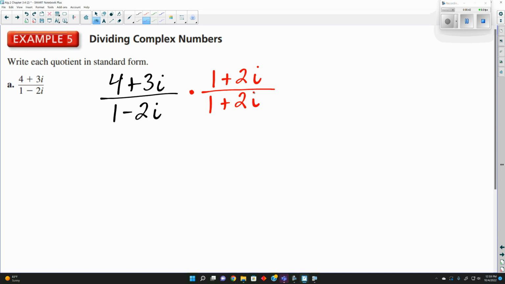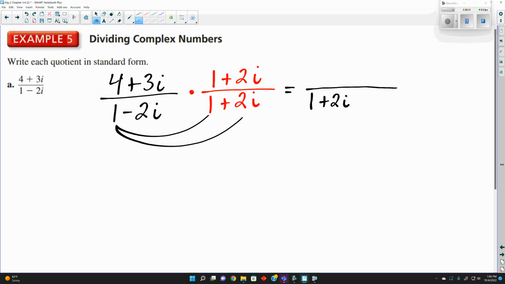Because as we just saw, multiplying the complex conjugates together causes the denominator to become just a number. So here, when we do the multiplication, 1 times 1 is 1. 1 times 2i is going to be plus 2i. Negative 2i times 1 is negative 2i. And lastly, negative 2i times 2i is going to be negative 4i squared.